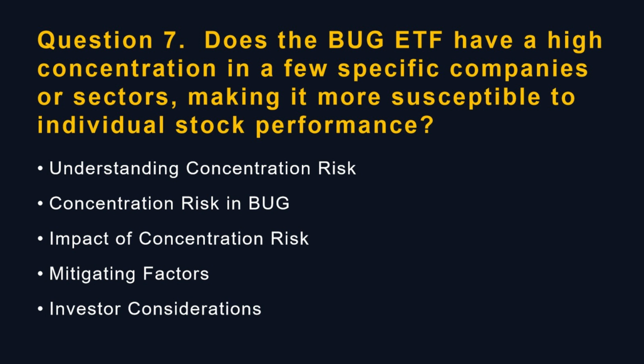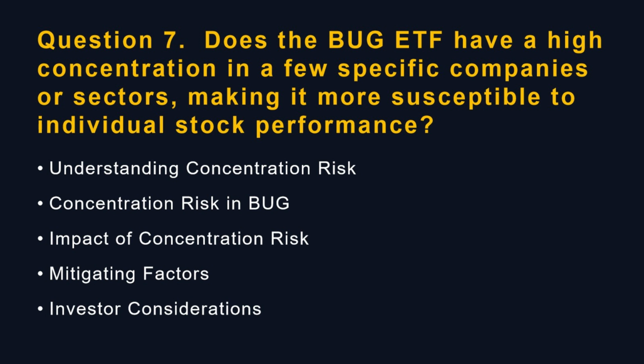Mitigating factors. Index diversification. The INF Cybersecurity Index might be designed to incorporate a certain level of diversification across different subsectors within the cybersecurity industry. This can help spread the risk and reduce the impact of any single company's performance on BUG. Market capitalization weighting. If the index weights holdings based on market capitalization, it might result in a higher concentration in larger, more established cybersecurity companies, potentially offering some stability.